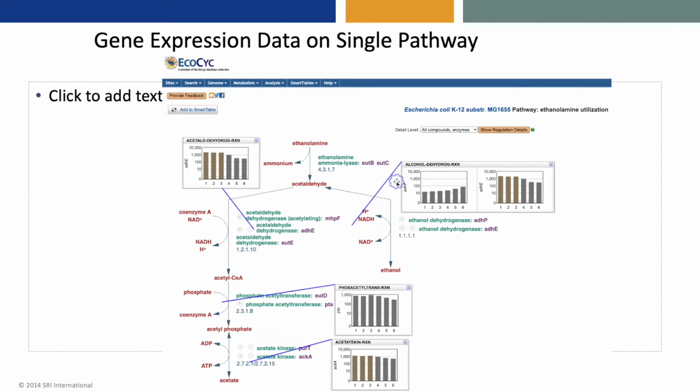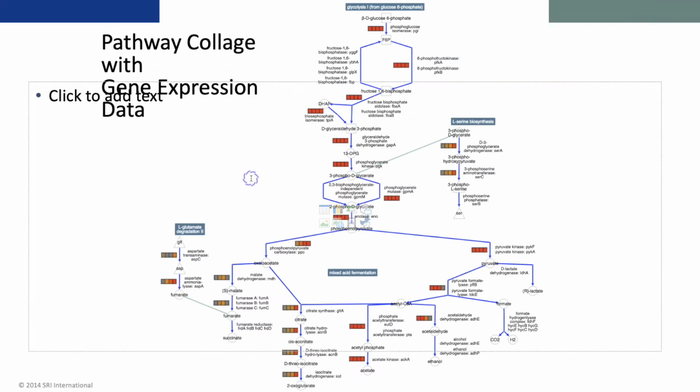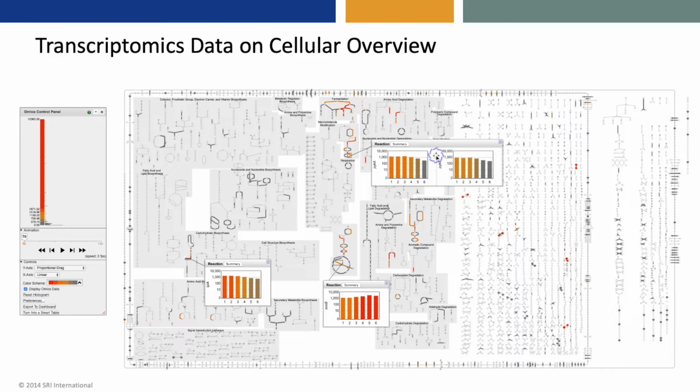We have the ability to superimpose omics data on individual pathway diagrams, where in this case we're showing gene expression data. We can show gene expression data across a set of pathway diagrams. We can also show transcriptomics or metabolomics data on an individual metabolic map diagram for any one of the organisms in the community.